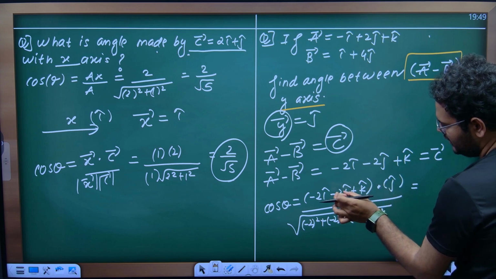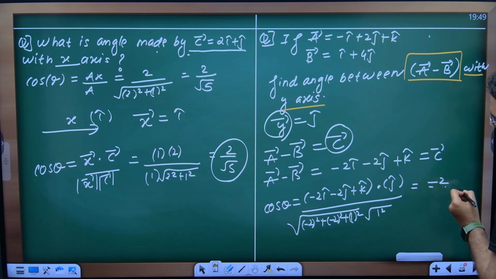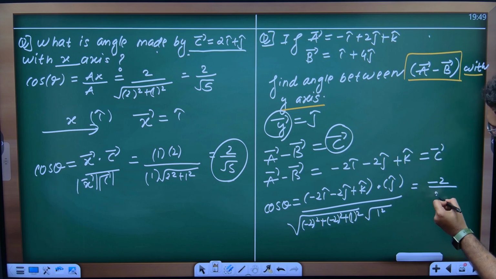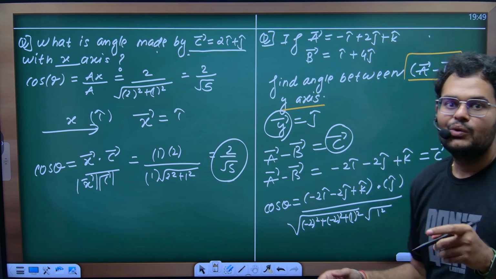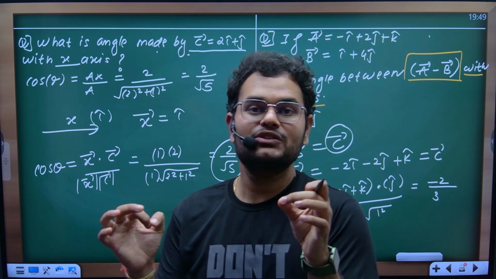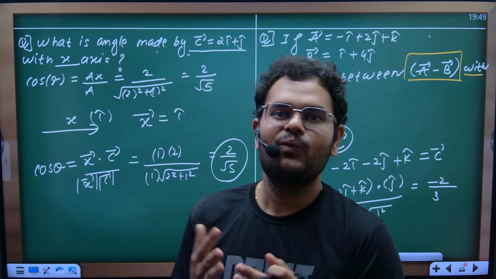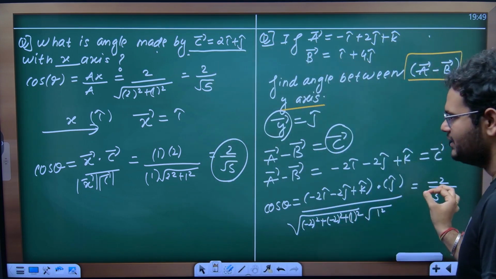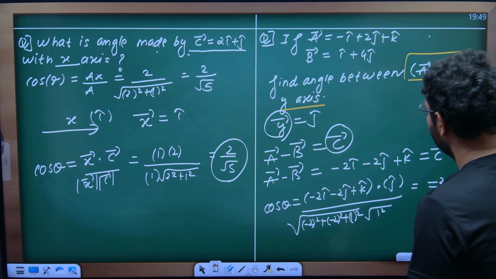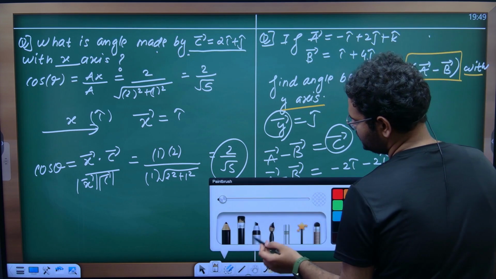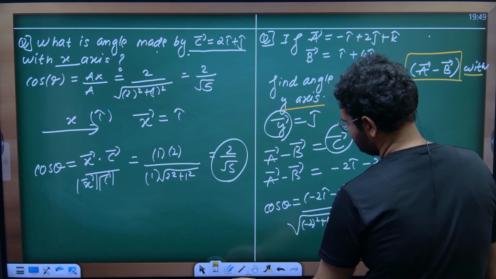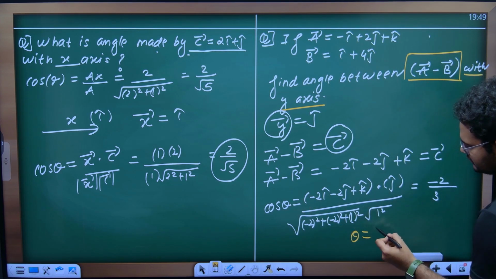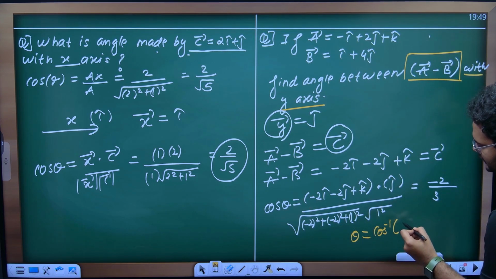So 1 and minus 2. How much is this? Minus 2 divided by, this is what? 4 and 4 and 1, the square root of 9, that is 3. Minus 2 by 3. Sir, if cos theta is minus 2 by 3, then what is theta? You don't know? I also don't know. Okay, forget it. Like this only, the answer will be there in the options. They will give it like this: theta is equal to cos inverse of minus 2 by 3.